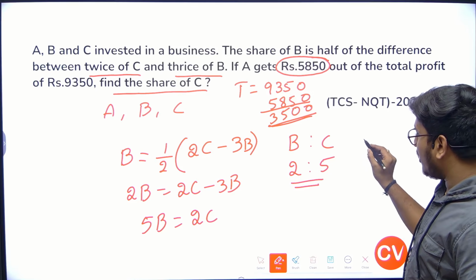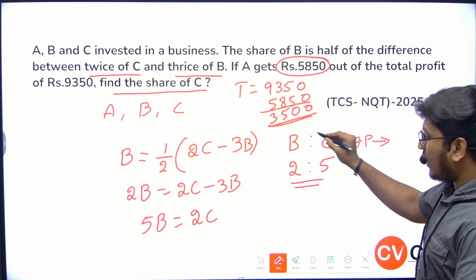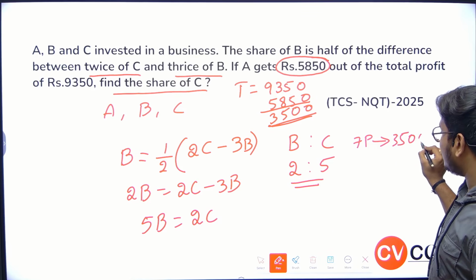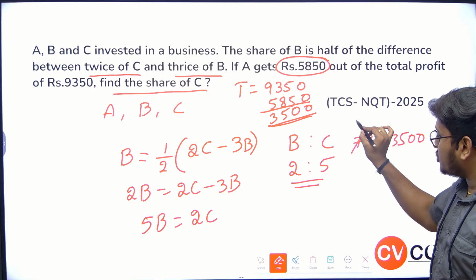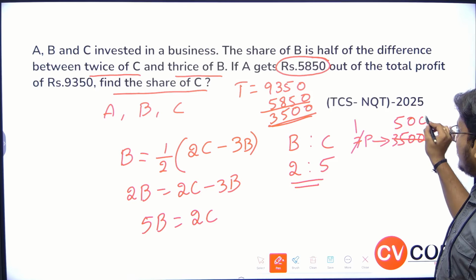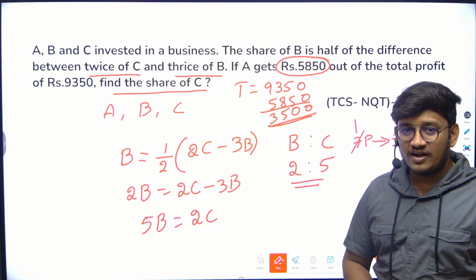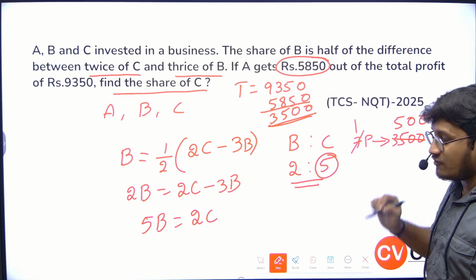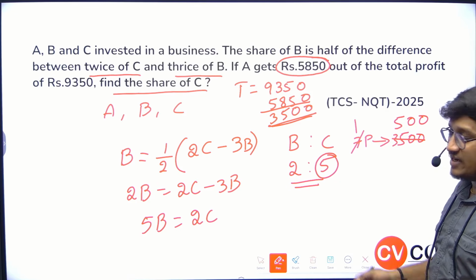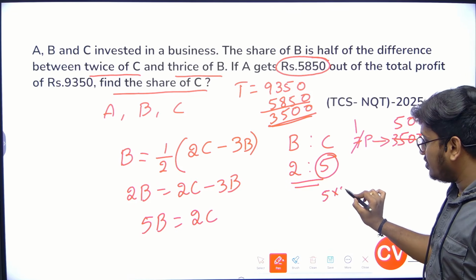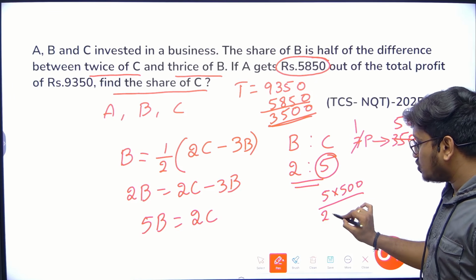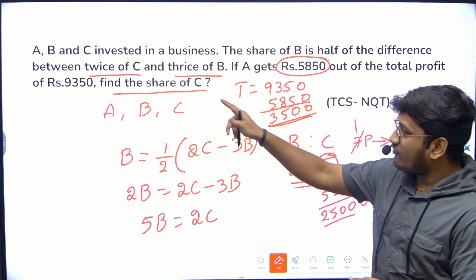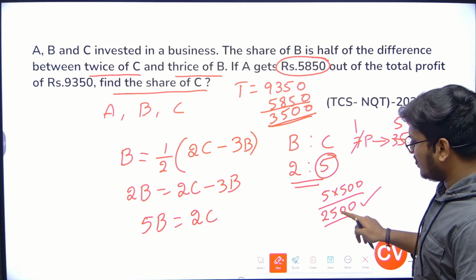Total how many parts do we have? 7 parts. These 7 parts indicate 3500, so 7 parts is nothing but 3500. Then what about each part value? 7 times 5 is 35, so one part value is 500. Now they are asking us to find the share of C. If one part is 500, 5 parts will be 5 into 500, which gives you 2500. So the final answer, the share of C, is 2500.